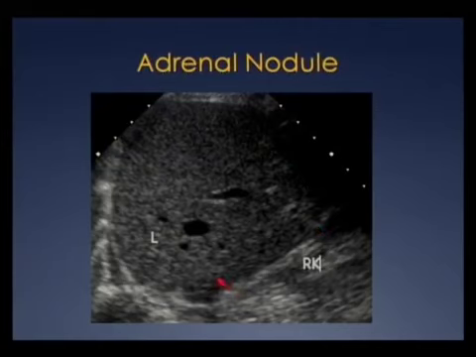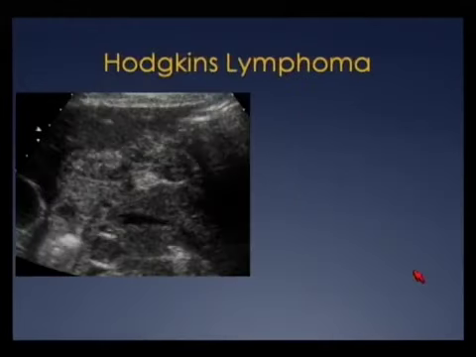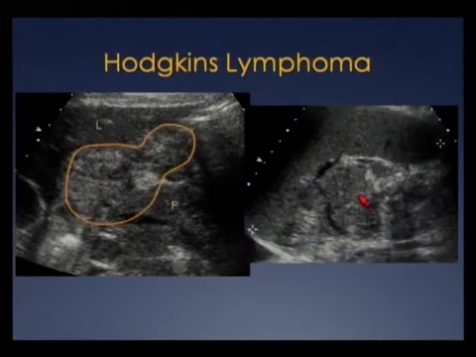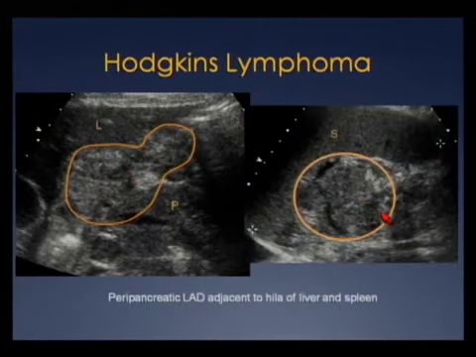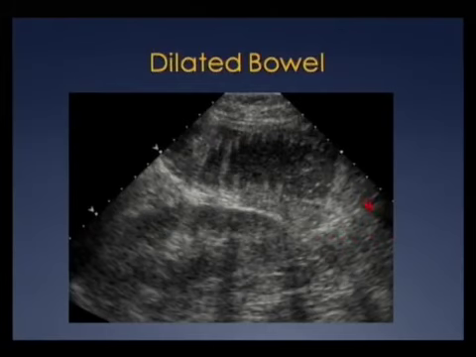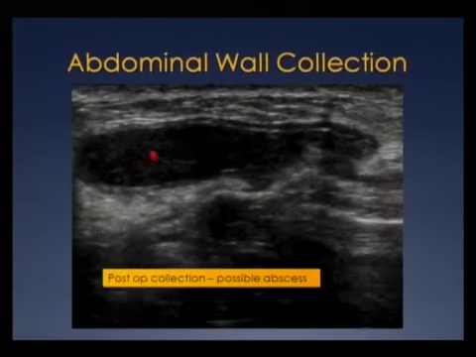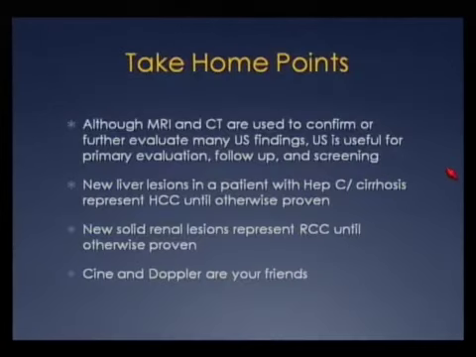Here's a patient in whom we saw an adrenal lesion. This is a sagittal image of the right kidney, and here we see a little adrenal lesion. Mets. This is a patient with lymphoma, lymphoid tissue adjacent to the hilum of the liver and the spleen. Retroperitoneal adenopathy, again, notice your landmarks. Incidentally noted dilated bowel, patient with abdominal pain. Hernia, abscess in the abdominal wall post-op.